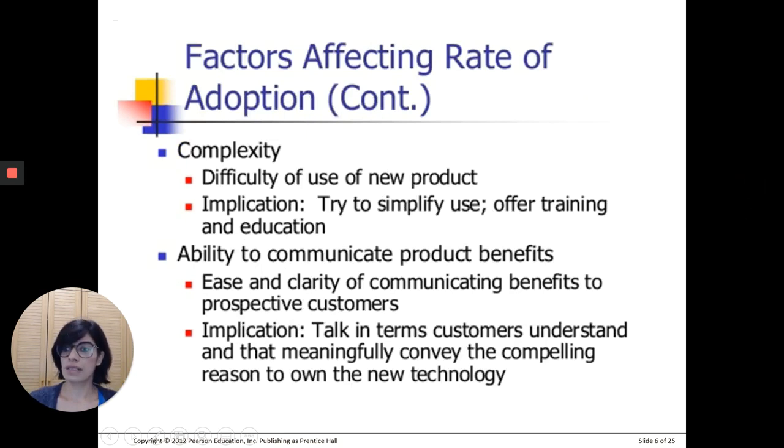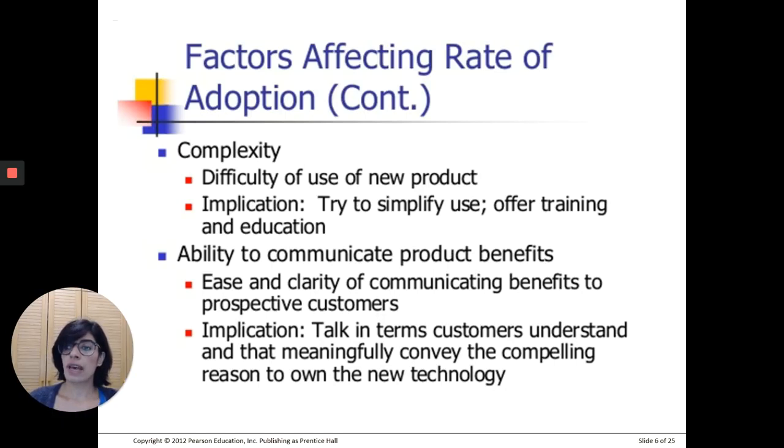Also, let's look at the complexity. So is your product or service very difficult to use if it's new? And what's the implication of that? So if it is difficult to use, can you first simplify it? So when you're releasing it into the market, can you simplify it first and then create a more complex product later once it's been adopted? Or can you actually educate your customers on the use of the product so they don't find it difficult and they adopt it early?